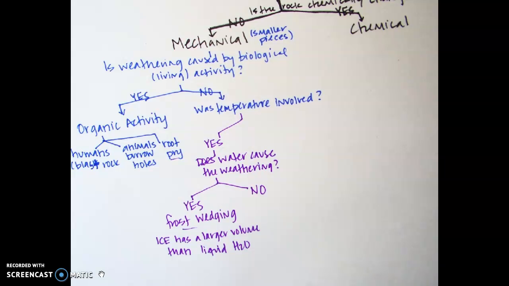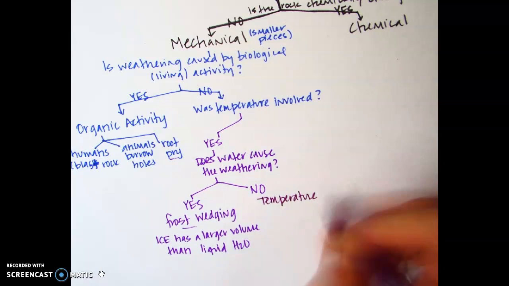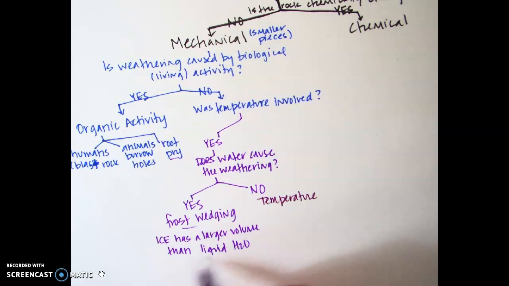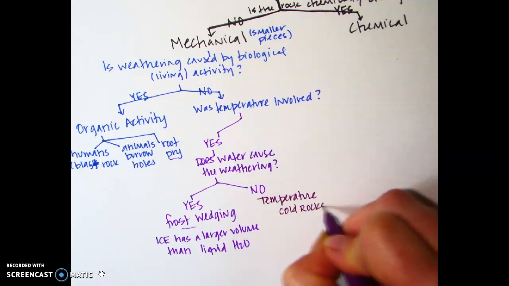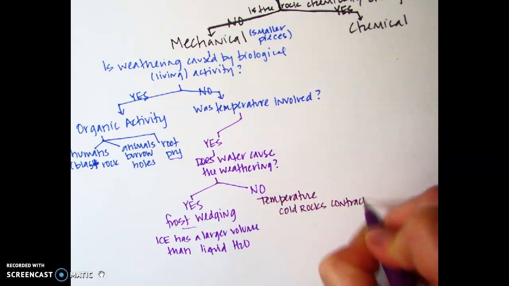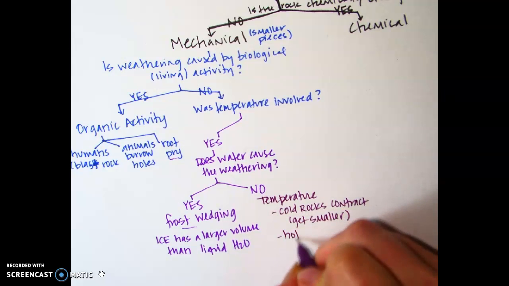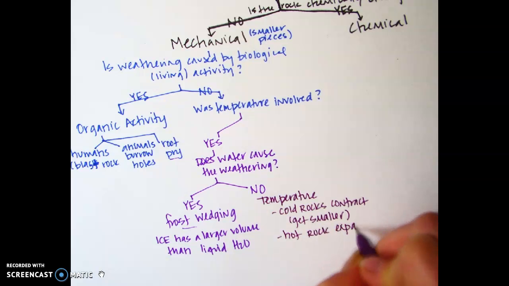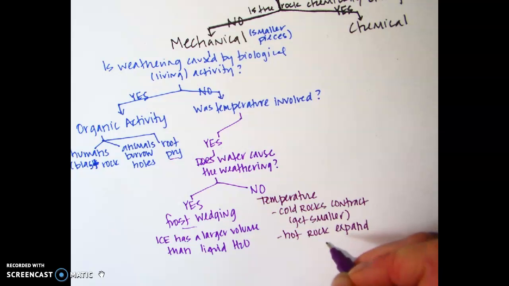And if the answer is no, then we are talking about just regular old run-of-the-mill temperature. And with temperature, the rocks behave differently than water. So let's start with cold rocks: they contract. They get smaller. And hot rocks expand. So you have this expansion and contraction that happens, and you'll have stress fractures that form in the rock, and the rock breaks down into smaller pieces.